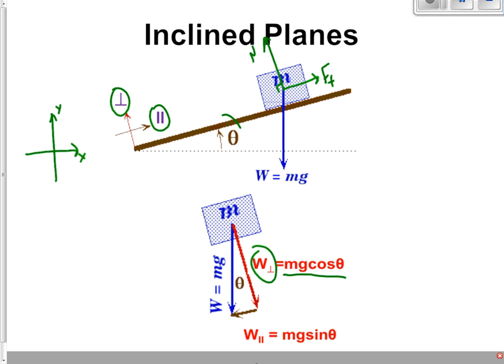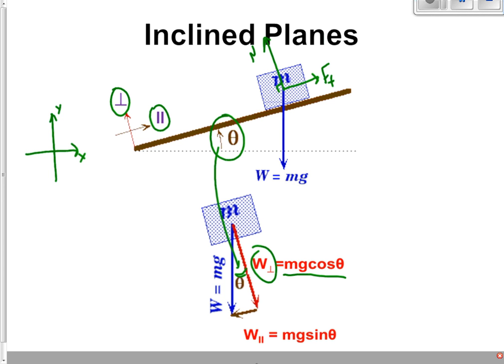The nice thing is if I know the angle of my ramp theta, when I resolve that, that's a similar triangle right there, and that's also the same theta. And then the component of the weight that pulls the block down the ramp is the parallel component of the weight, which is mg sine theta.